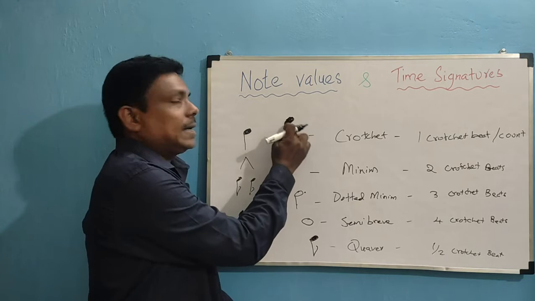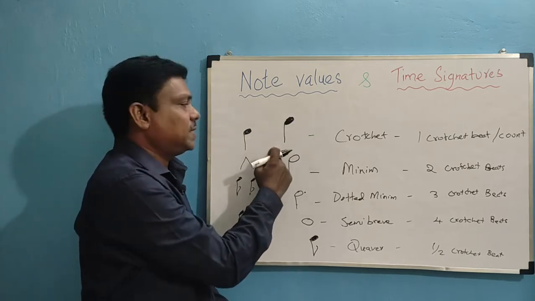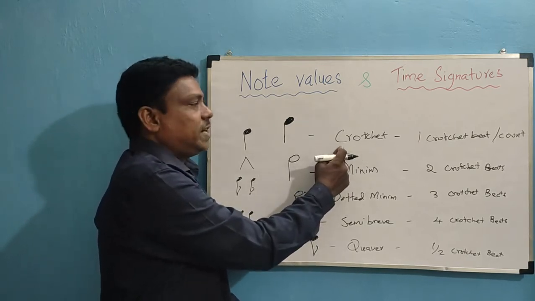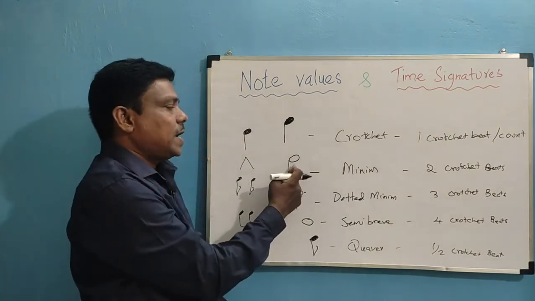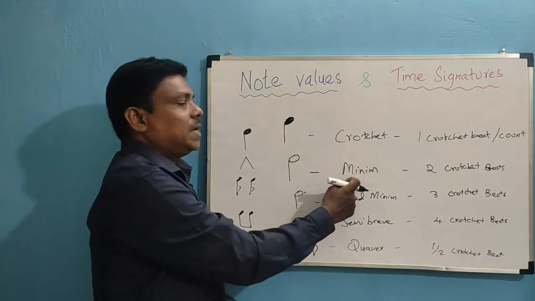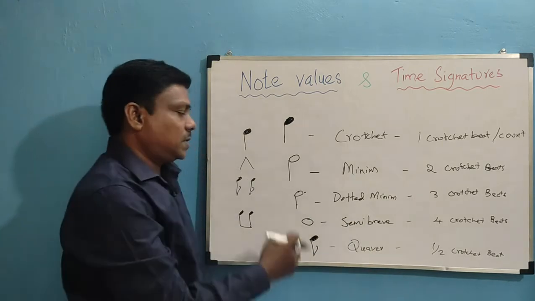A black head with a stem is called a crotchet. Name of the symbol is crotchet and its value is one crotchet beat. A white head with a stem, name of the symbol is minim and its value is two crotchet beats.